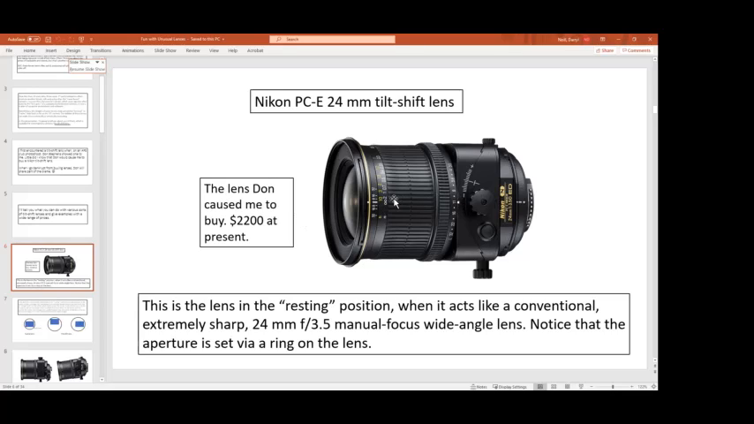Here it is, straight off their webpage. And this is in the resting position. And you see all these funny knobs on it and so forth. More about that in a minute. When it's in the resting position, it's an extremely sharp, totally manual, 24 millimeter f3.5 lens. They sell them in other sizes too. I believe the one that Don had, he can pipe up if he wishes, was a higher focal length because he was doing product photography, I think.